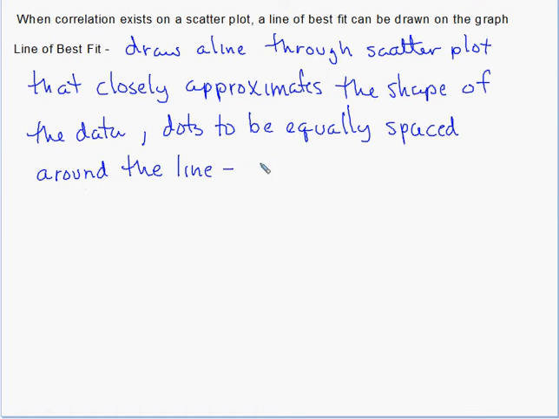Okay, these are not exact. It's called a line of best fit because it's the best line that you can create for the data. It's not a perfect line. Your line of best fit may not be the same as my line of best fit. You're eyeballing it, okay? It's not exact. It's the best approximation you can do.